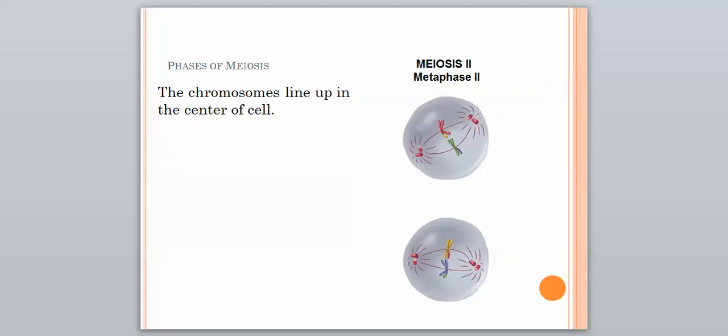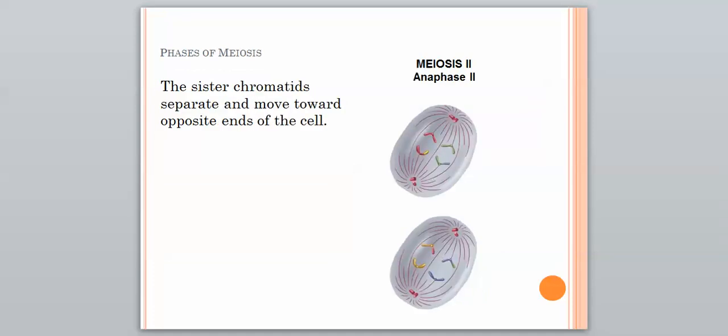And so then in metaphase 2, our chromosomes are going to line up in the center of the cell. So as you can see here, they're all lined up in the center, and those spindle fibers have attached as well. And the sister chromatids separate and move towards opposite ends of the cell. So in anaphase 2, again, this is really similar to what happens in mitosis. They get pulled apart and move to opposite ends of the cell.